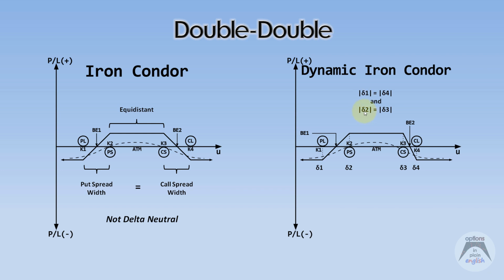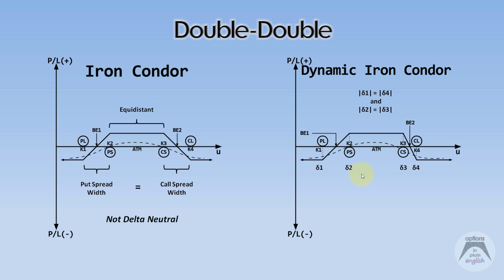So the absolute value of the delta 2, in this case the short put delta, is the same as the delta 3, which is the short call. And also the wings should have the same delta. So delta 1, which is the one at strike price 1, should be the same as delta 4, which is the long call, that is the wing for the call spread. So this 1 and 4 should be the same absolute value of delta.